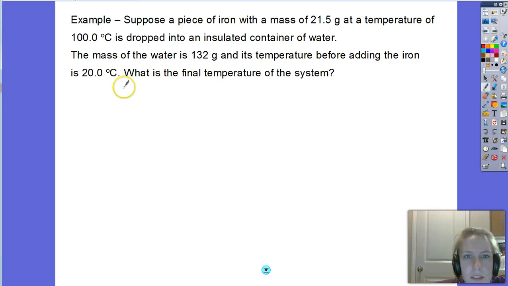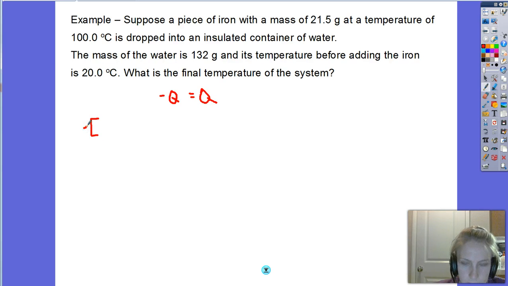So here's a sample. It says, suppose a piece of iron with a mass of 21.5 grams at 100 degrees Celsius is put in an insulated container of water. So the mass of the water is 132 grams, and the temperature before adding the iron is 20 degrees Celsius. What's the final temperature of the system? So we're going to use our negative Q equals Q. Essentially, we're doing two mc delta T's set equal to each other.